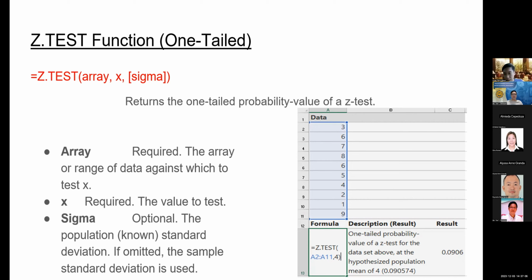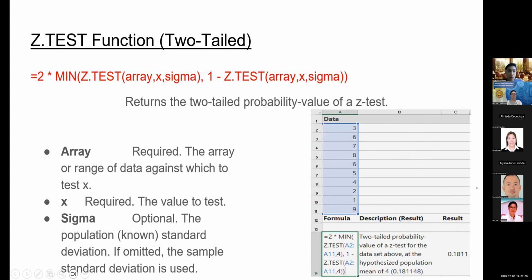So in the example, we wanted to get the z value of this set of data. This is the one-tailed probability value of the z-test for the data set above at the hypothesized population mean of 4, which was specified here, and it returned a value of 0.0906. So that's your z value.